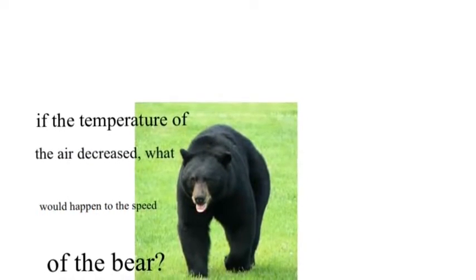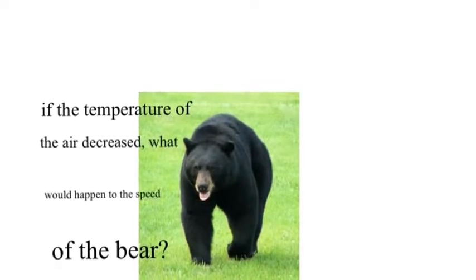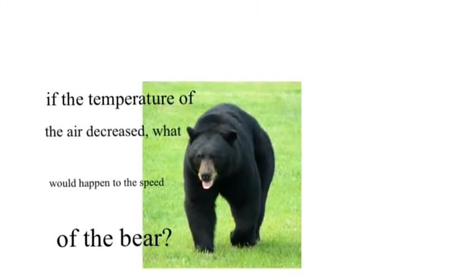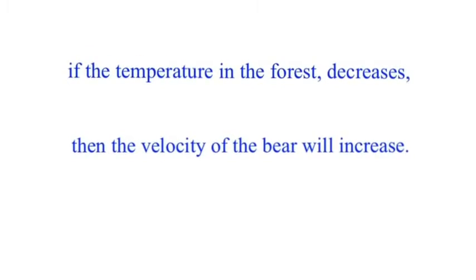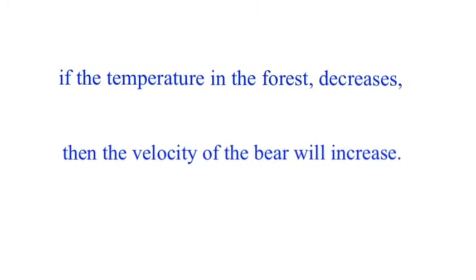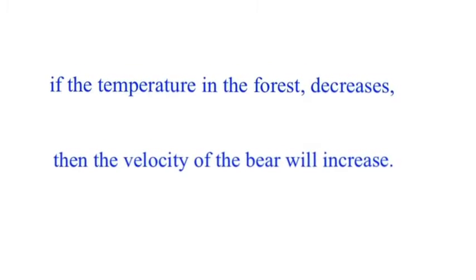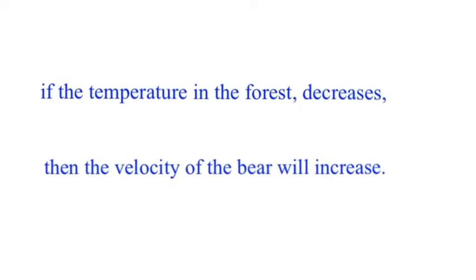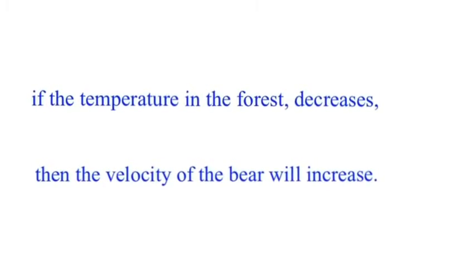So here it is, okay? Here's the question: if the temperature of the air decreased, what would happen to the velocity of the bear? And the answer is, if the temperature in the forest decreases, the velocity of the bear will increase. And that's how you make a hypothesis. Now, the next step is to test that hypothesis. We've made an answer, we've predicted an answer, and our prediction isn't just a random guess, it's an educated guess. We've made that educated guess, which is our hypothesis.